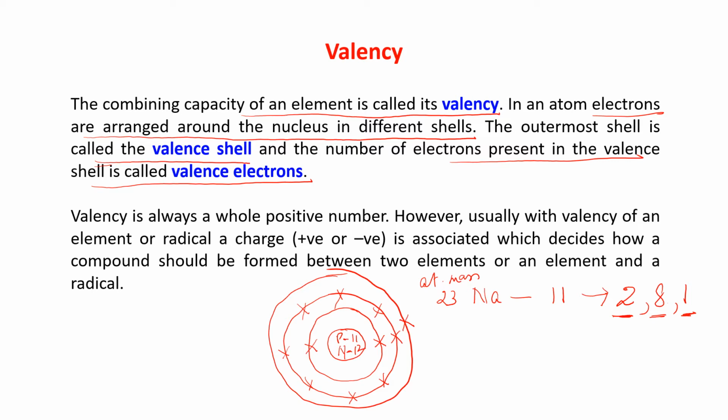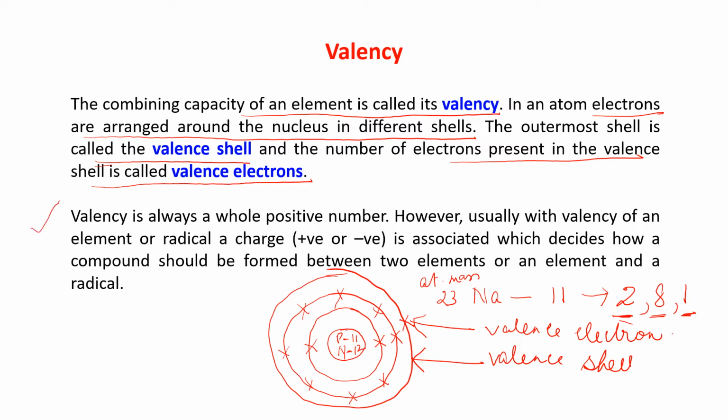Now what it is said, the outermost shell is called valence shell. That means this shell is known as valence shell. And the number of electrons present in the valence shell is called valence electron. So it is having only 1 electron. So this is known as valence electron. Am I clear to you?